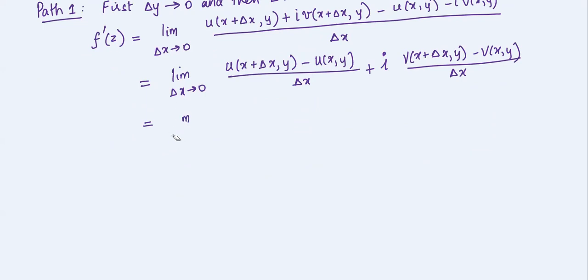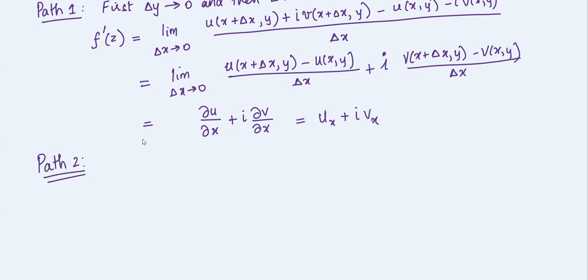So when you apply the limit, this is dou u by dou x, derivative of u with respect to x, plus I times dou v by dou x. So u x plus I v x. This is f dash z. If you take path 2, both should be equal, by the way. First, let delta x tend to 0, then delta y tends to 0.